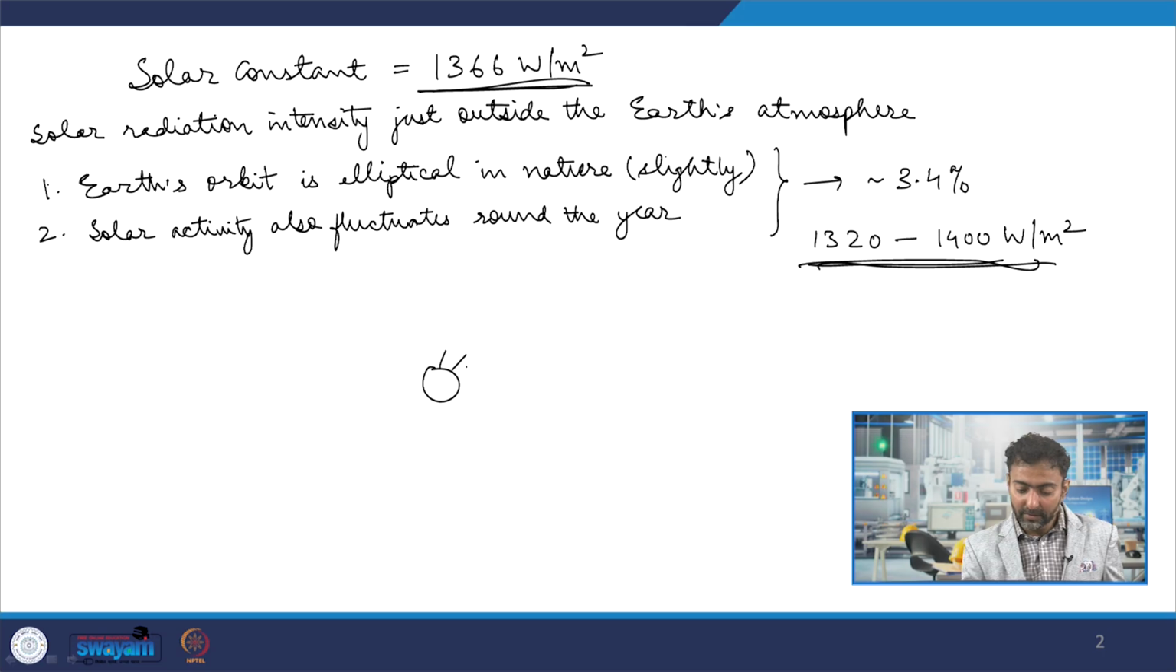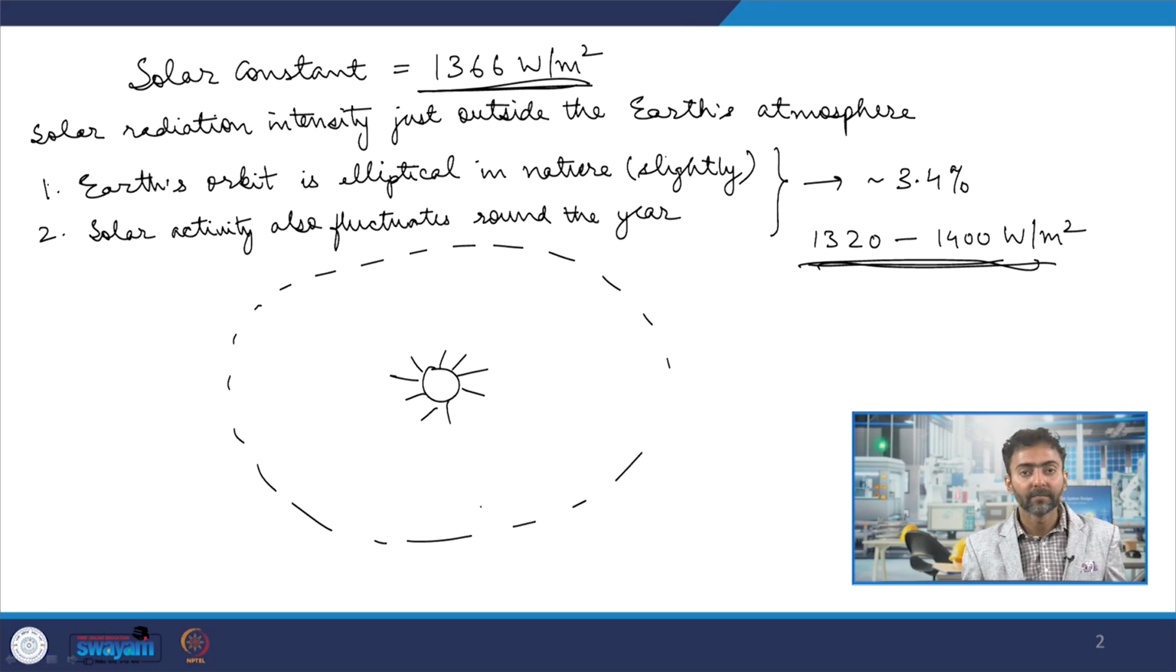So if let's say this is the sun here, and let's say this is the orbit of the earth around the sun. Now as we understand, earth has a tilted axis, so something like that, and it goes around on the tilted axis around the sun.